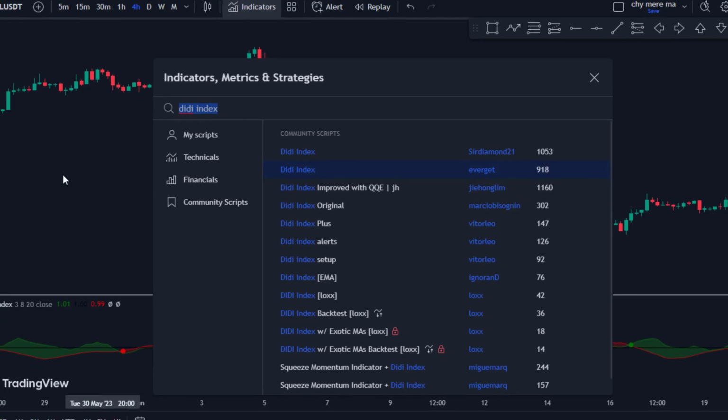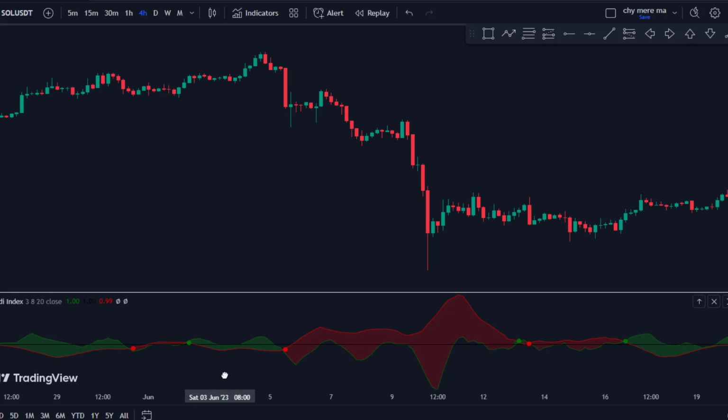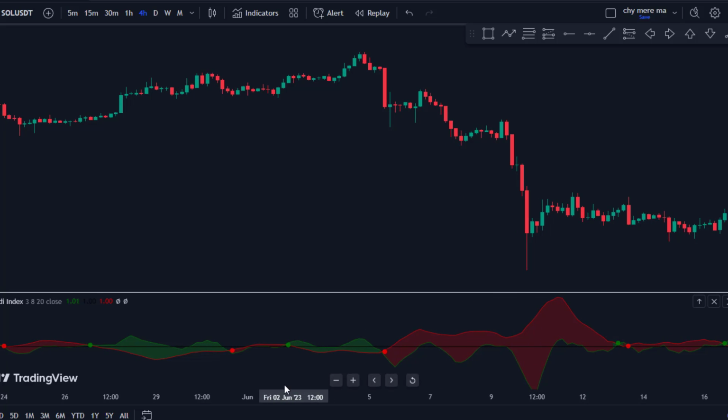This indicator will help us to find the strength of the trend. The DDI Index was created by Brazilian billionaire trader and analyst called Didi Aguiar. And this indicator is also known as Brazilian Moving Average. So let's talk on how this indicator works, but before that let's set the indicator for more understanding of it.